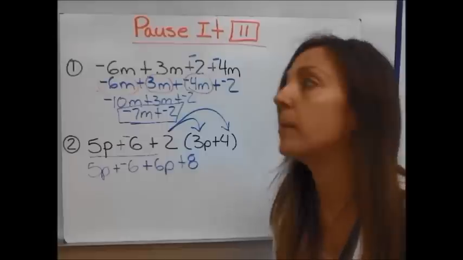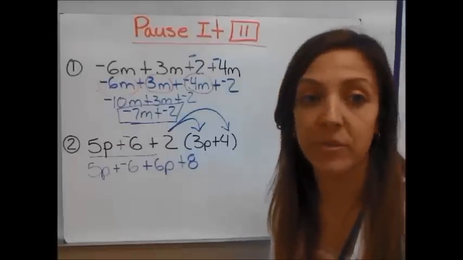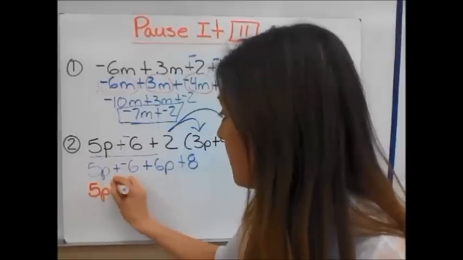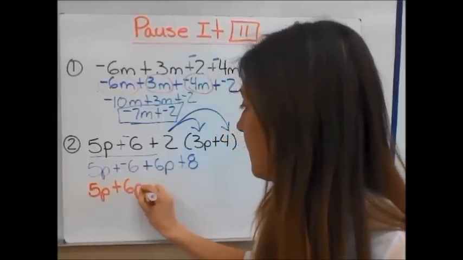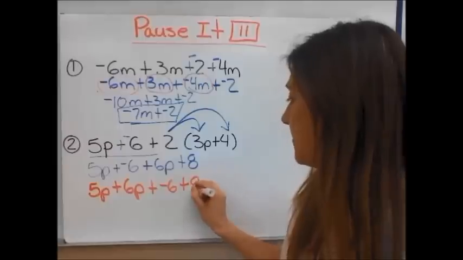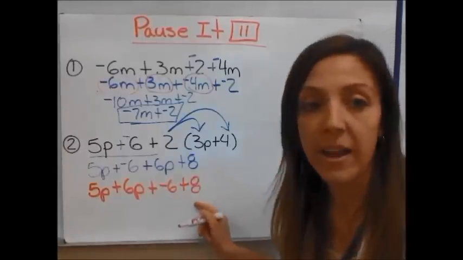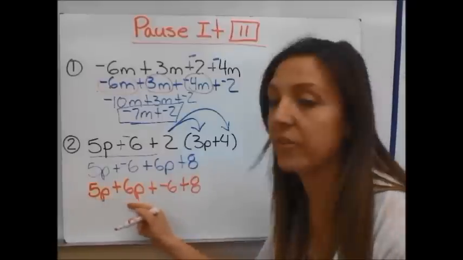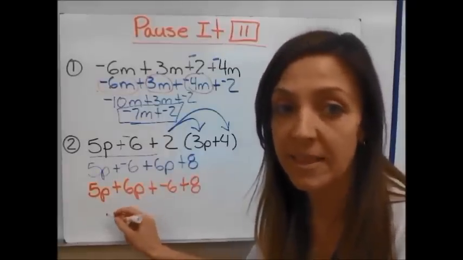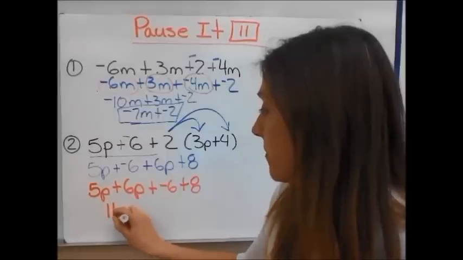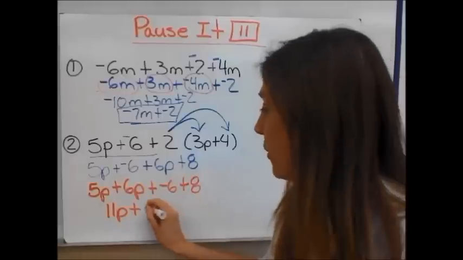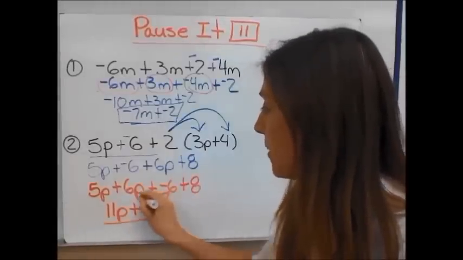Now I'm going to group my like terms together. So I have 5p plus 6p plus negative 6 plus 8. My constant terms are right here. My coefficients are together down here. So I'm going to add my coefficients, 5 and 6, and that gives me 11p plus negative 6 plus 8, which is 2. So 11p plus 2.